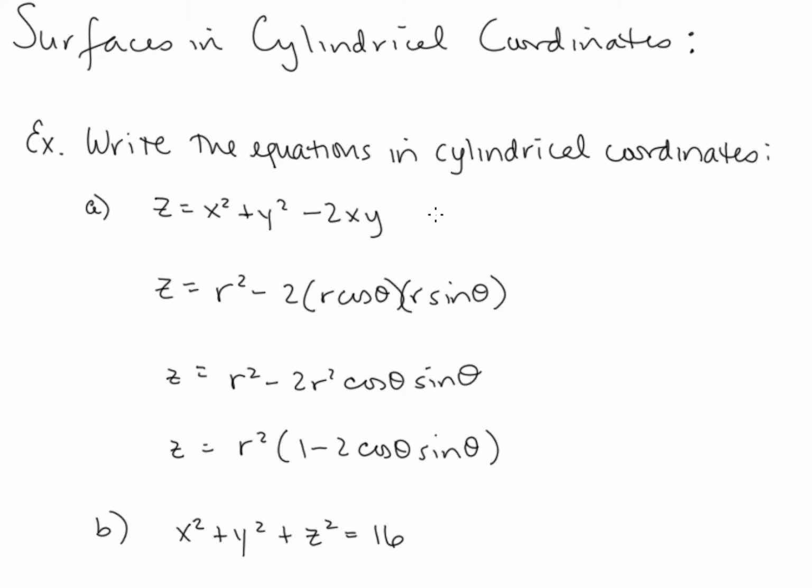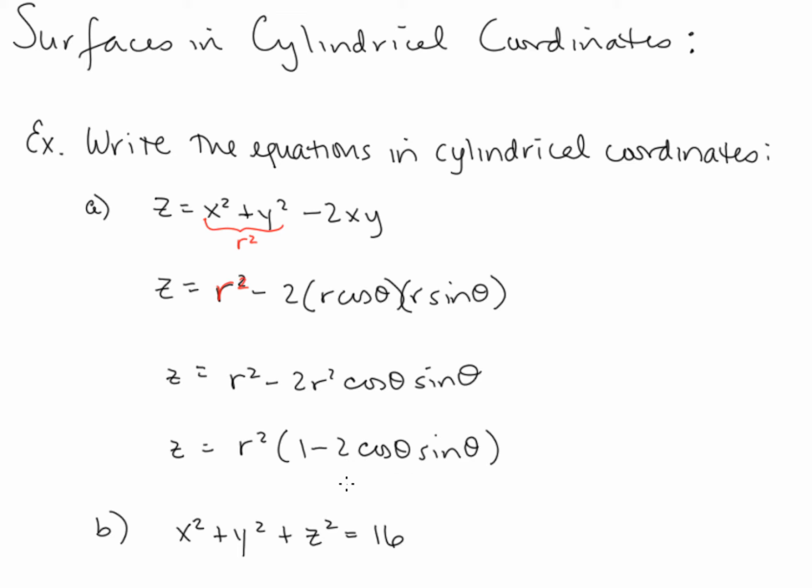Now let's take a look at surfaces in cylindrical coordinates. And let's write these equations in cylindrical coordinates. So here's a surface z equals x squared plus y squared minus 2xy. Well, we know that x squared plus y squared is equal to r squared. So that gives us the r squared here. And then x is equal to r cosine theta, y is equal to r sine theta. And then we would just simplify a little bit. And so we have r squared multiplied by 1 minus 2 cosine theta sine theta. And now we have our equation in r, theta, and z.